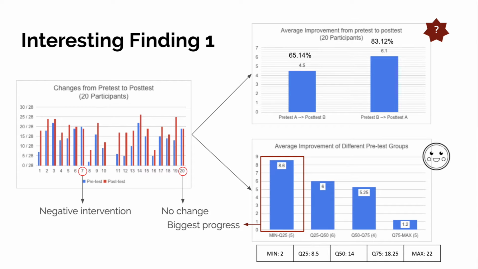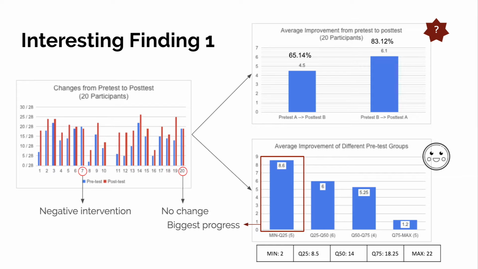Now it comes to our finding part. We have made 3 interesting findings, and the left graph shows the overall result. So here you can see 20 participants took part in our course and 18 of them made improvement from pre to post test. Our course is effective. Also, I think we need to do an interview with student number 7 to help us improve our course.